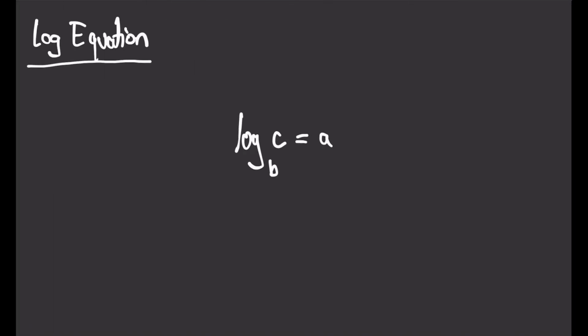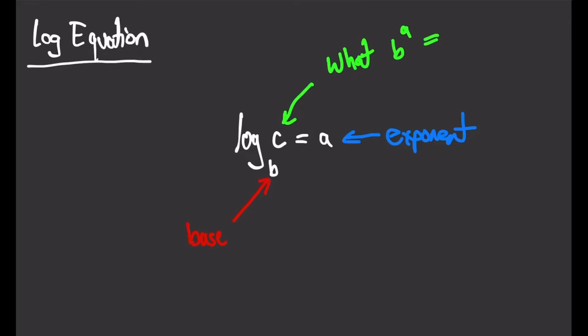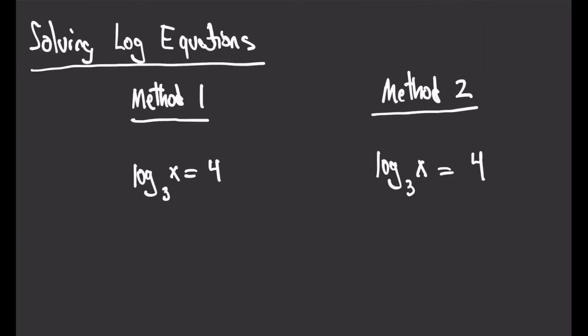Let's take a look at a log equation. First thing I'd like to do is identify the base in a log equation. So the base is always located here. Next, you need to understand that what the log is equal to is the exponent. So on that side of the equation is our exponent, and then this right here, I just say what b to the a equals.